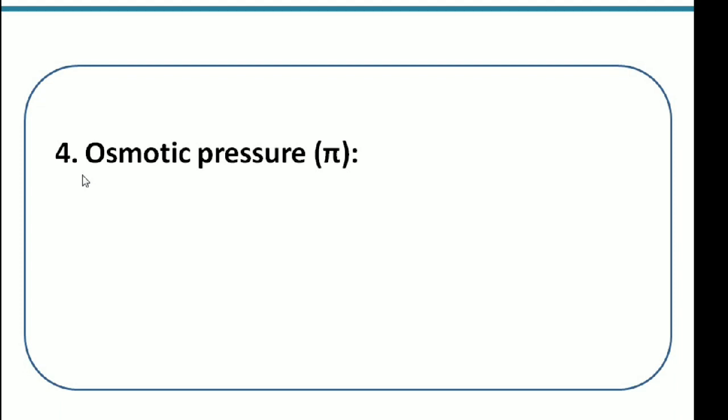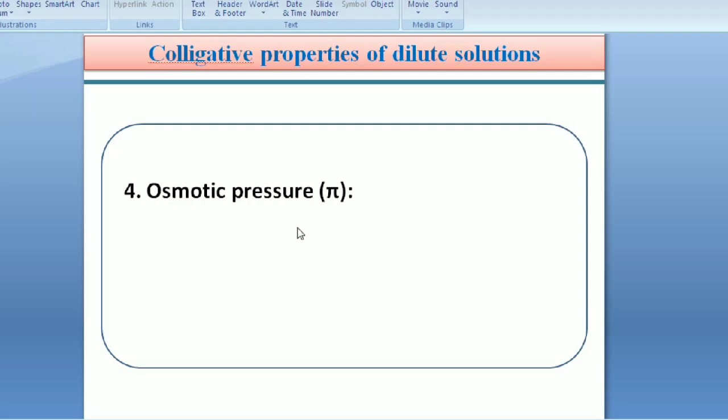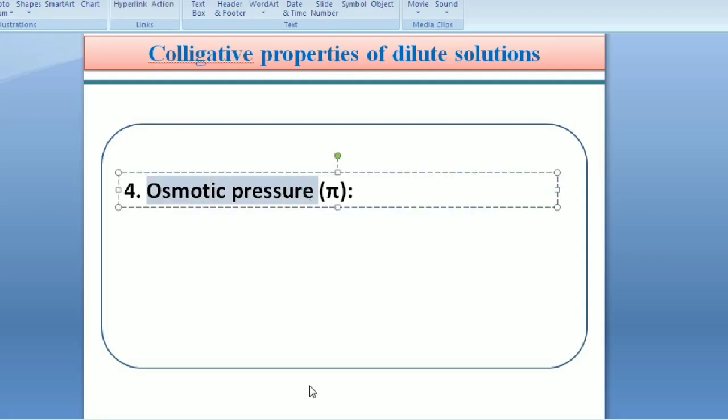Students, the next colligative property is osmotic pressure. Now we can see in detail the colligative property osmotic pressure. Before going to osmotic pressure, we should discuss osmosis. So what is osmosis? We can see osmosis first. Later we can discuss osmotic pressure in detail.